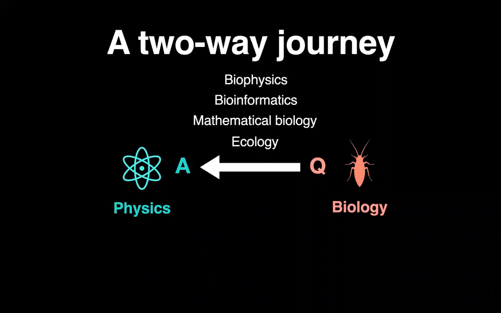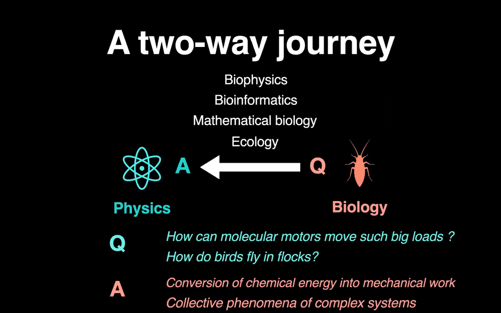Something else I want to say is that I see the interaction between physics and biology like a two-way journey. There are different subfields. Biophysics for me is a very broad thing, but there are other related fields, such as bioinformatics, mathematical biology or ecology, which in some way ask questions interesting for biologists and use physics concepts to answer them. For example, how can a molecular motor move such big loads? Or how do birds fly in flocks? Maybe this is something that biologists would be interested to know, and then we can give physics answers to this.